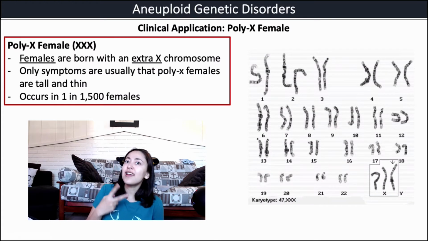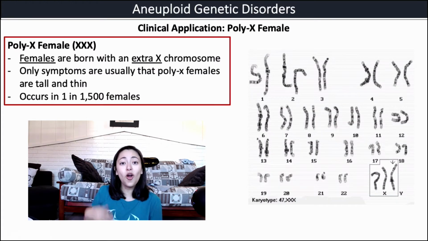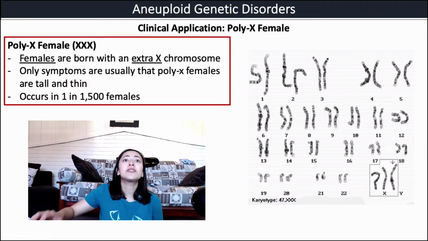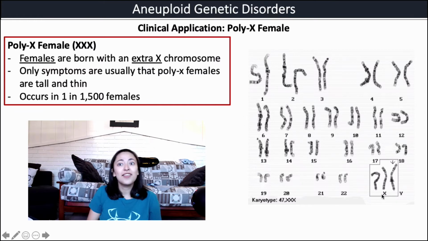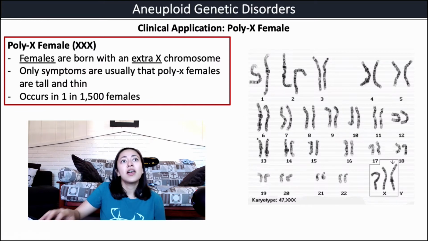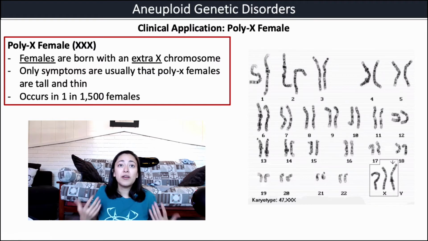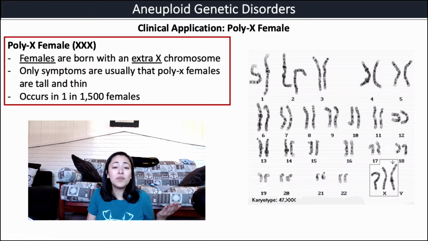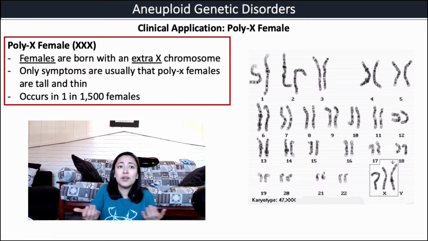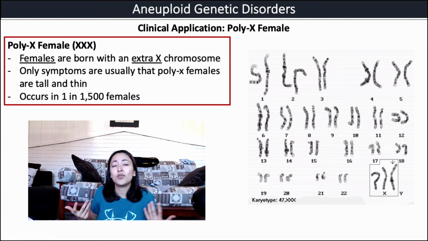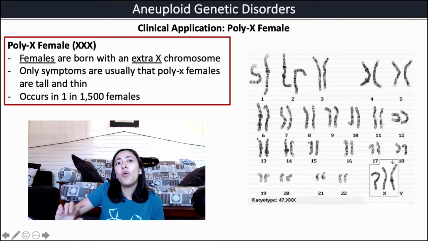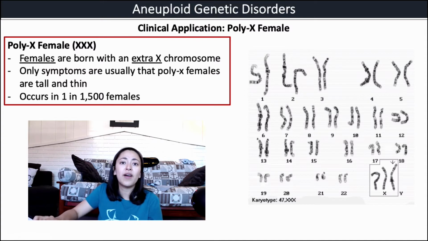The next two genetic disorders that we're going to look at are genetic disorders that affect females. Poly-X females are females that are born with an extra X chromosome. So instead of just being XX, they have 3 X chromosomes. The symptoms in these individuals are very minimal, and usually the only symptoms that poly-X females may exhibit is that they might be tall and thin. So many poly-X females probably don't even know that they have an extra X chromosome. This occurs in 1 in every 1,500 females.